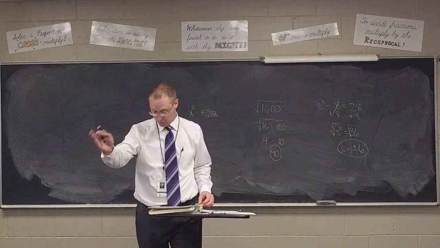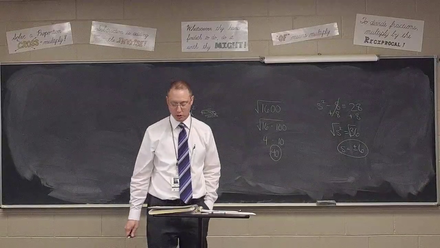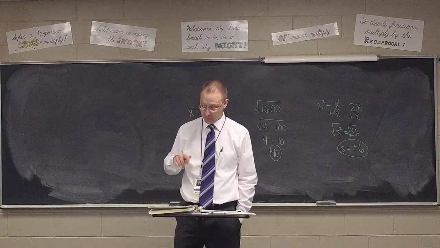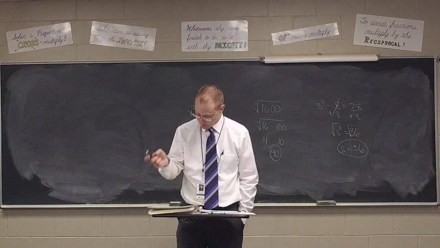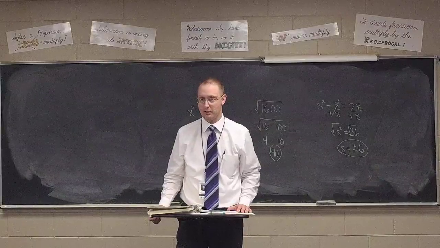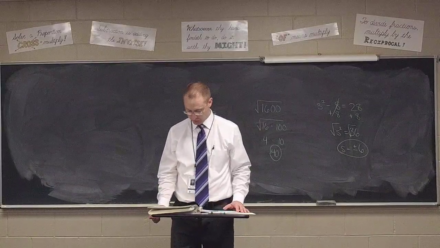Number 4. We can't just take the square root, Josh. What do we have to do first? Divide out 12. Divide out the 12 to get s squared again equals 16. Then you can take the square root to get positive negative 4. s equals positive negative 4.